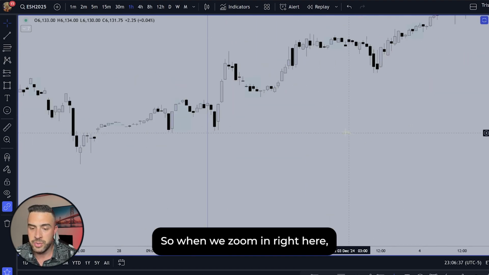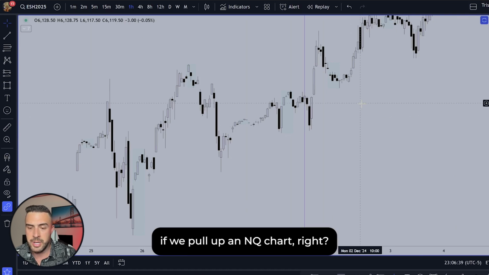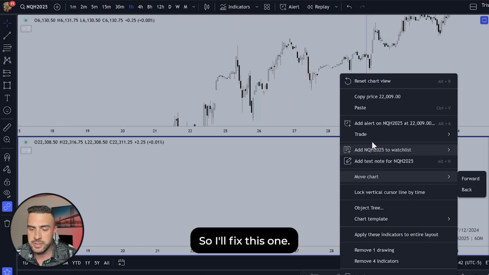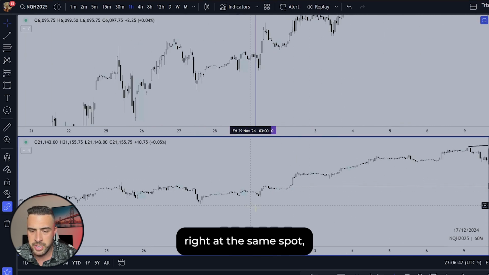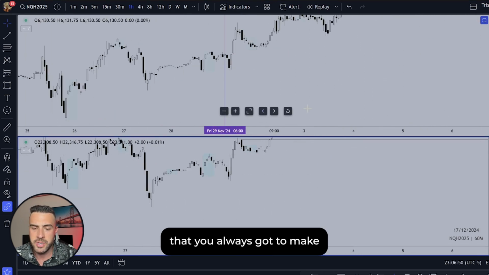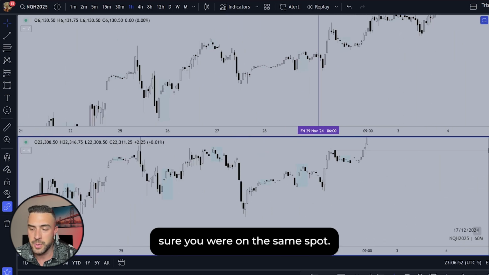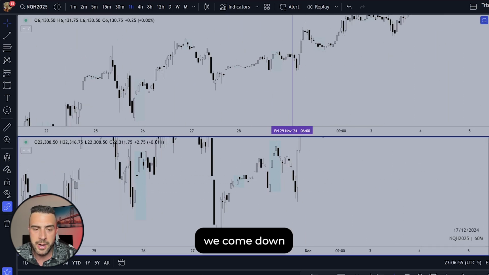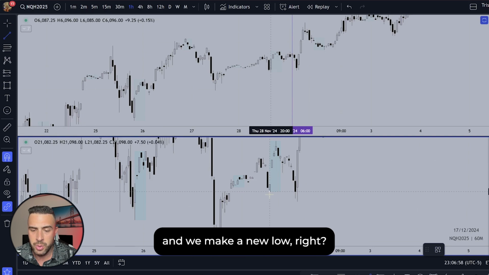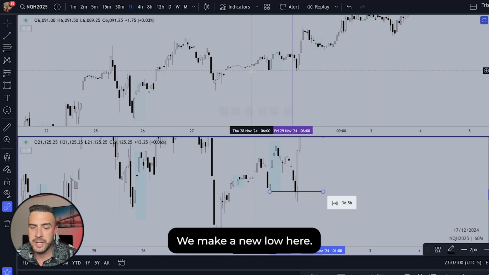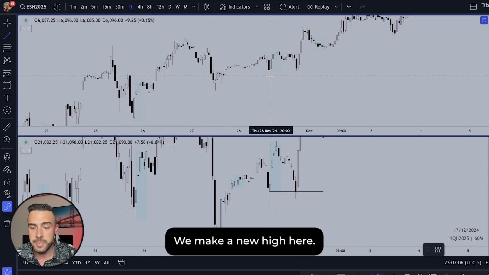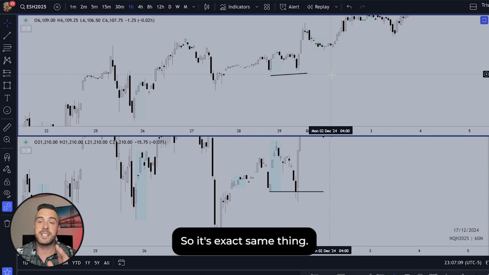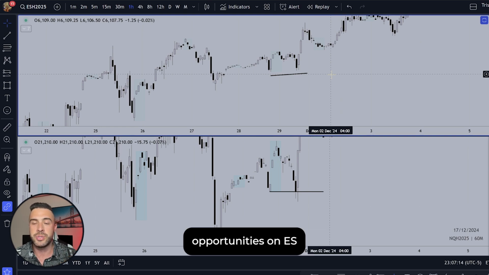So when we zoom in right here, you can see if we pull up an NQ chart, right? So I'll fix this one. If we pull up an NQ chart right at the same spot, it's very important that you always make sure you are on the same spot. So you can see here, we come down and we make a new low, right? We come down, we make a new low here, but look what ES is doing. ES fails to make a new low. We make a new high here. So it's the exact same thing we just went over. It's showing that there's inherent strength in ES. So we're gonna look for trade opportunities on ES.